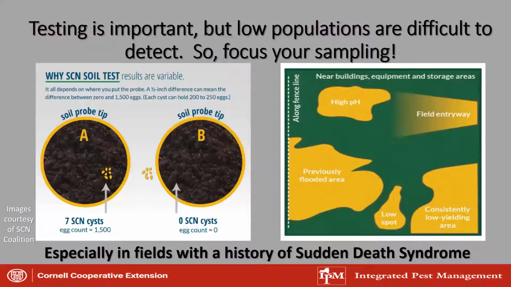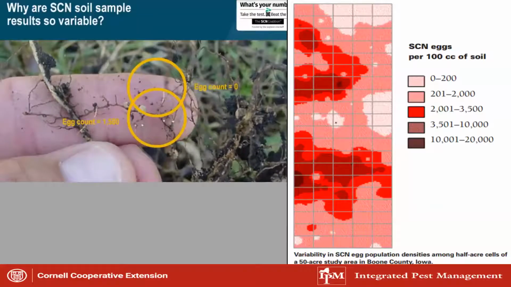And this image on the left here is showing you how easy it can be to miss it. So there's a little clump of cysts there that's supposed to be representing a soil probe going into the soil. If you miss that clump of cysts by 1 centimeter, you could have results that say 0, meaning, oh, I don't have SCN in my field, or you get those cysts and you get an egg count of 1,500. So it's really challenging sometimes to get your first confirmation, but you just got to be vigilant.